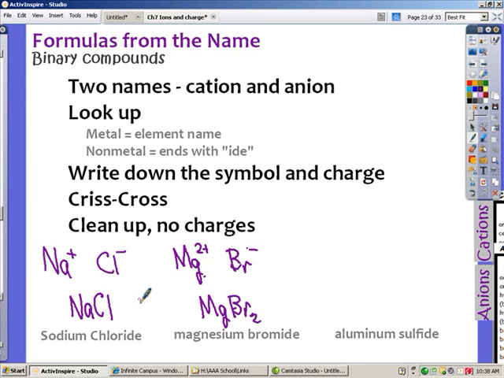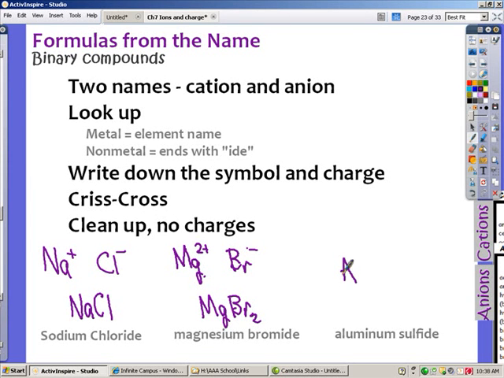All right, I'm going to give you a little time to work out aluminum sulfide. Okay, how'd you do?